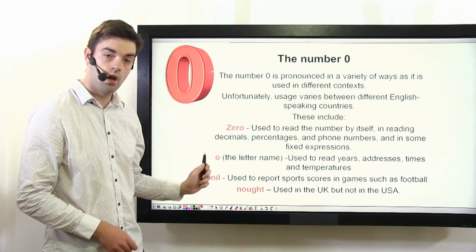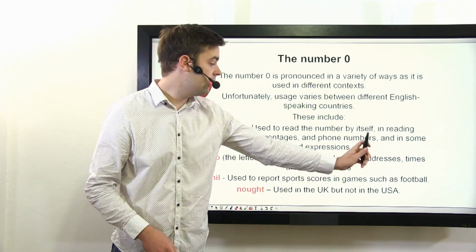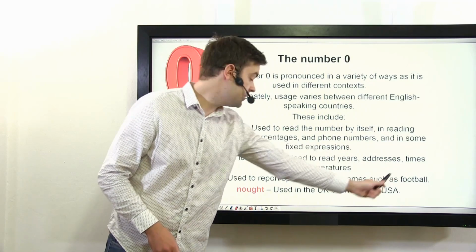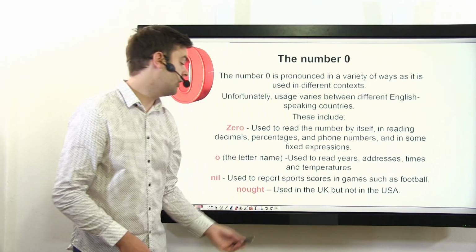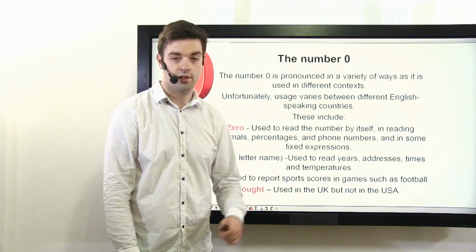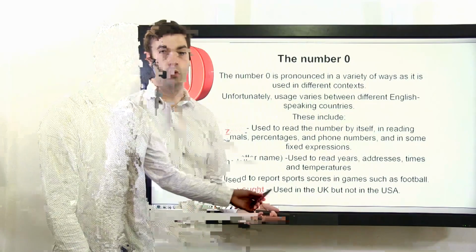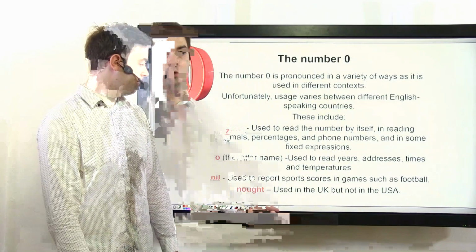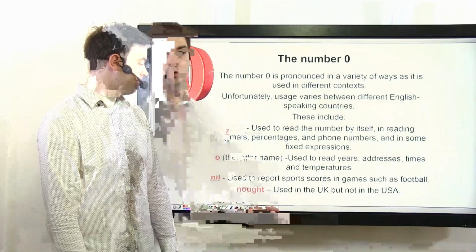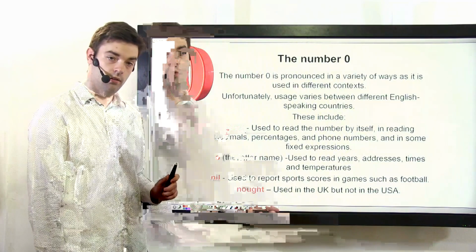So 0 or O. O is used to read years, addresses, times, and temperatures. Nil is used to report sports scores in games such as football. Used in the UK, but not in the USA.